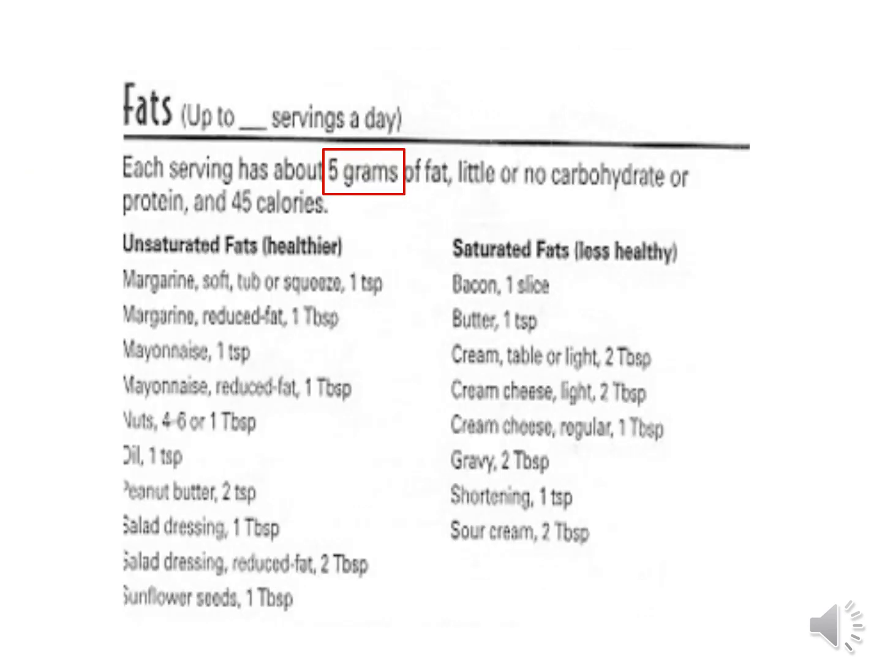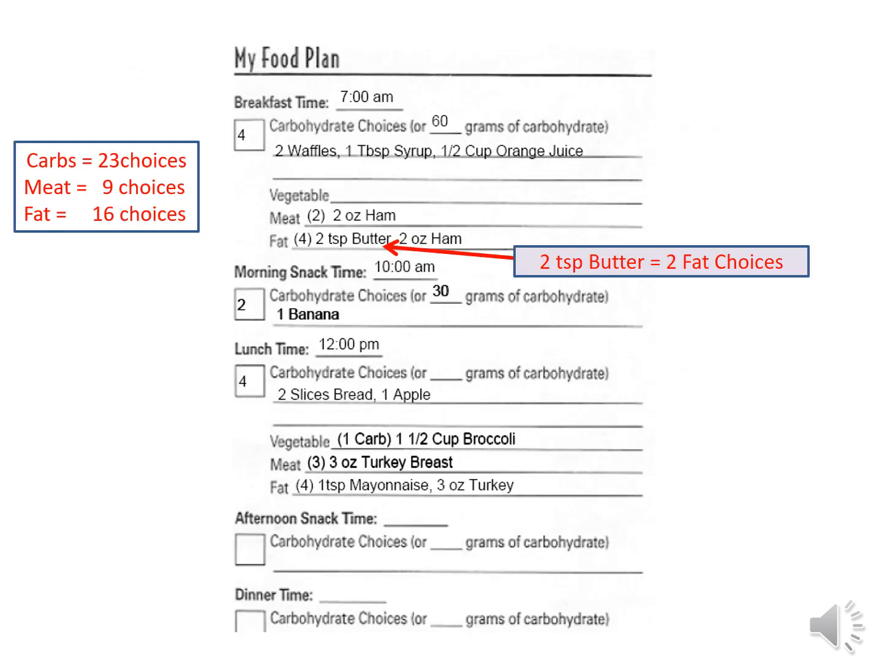Now fats are 5 grams for one choice. So you can see there's different serving sizes for a choice. But for every 5 grams, that would be one choice. So you notice I had 2 teaspoons of butter, which is 2 choices. So I had 4 total choices of fat for breakfast. I got 2 from the butter and 2 from the ham. Right?